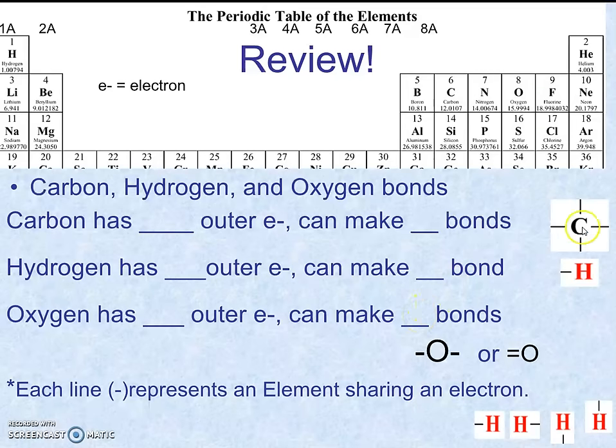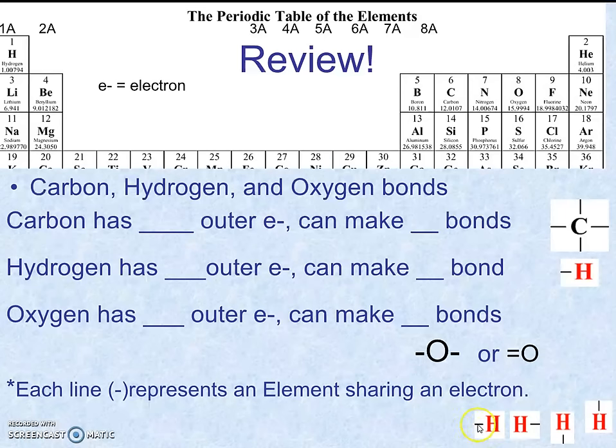And so we showed carbon with 4 bonds it wants to make. We showed hydrogen with 1 bond it wants to make. Hydrogen can only make 1 bond, and so it has 1 line. And oxygen can make 2 bonds, so it has a line on either side, or 2 lines. It can actually make a double bond, but it still is 2 lines for 2 bonds it can make. Each line represents an element sharing an electron, and you can draw these lines anywhere you like around this symbol.